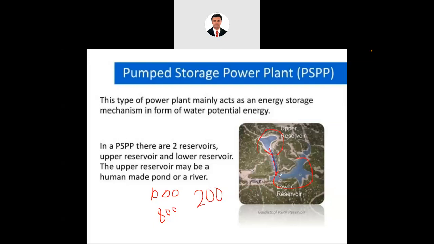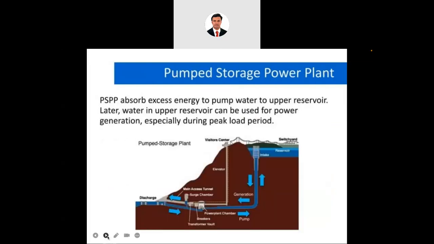Okay. So during the daytime, when the demand is less, we pump back that particular water into the upper reservoir, okay, and we store it in the upper reservoir. When in the evening there is a peak demand, means demand increases, in that case, we just use this stored water to generate the electricity. So that's how the pumped storage power plant works.